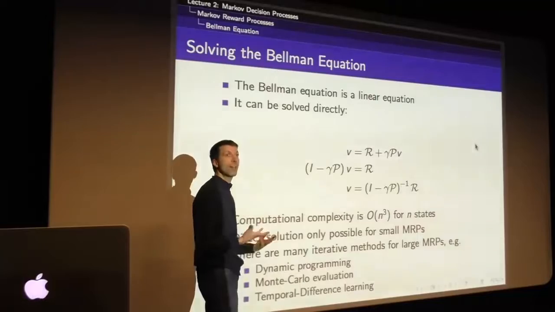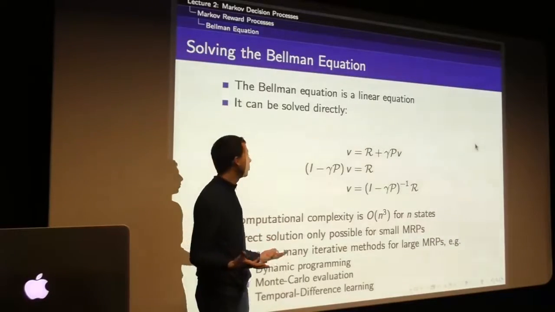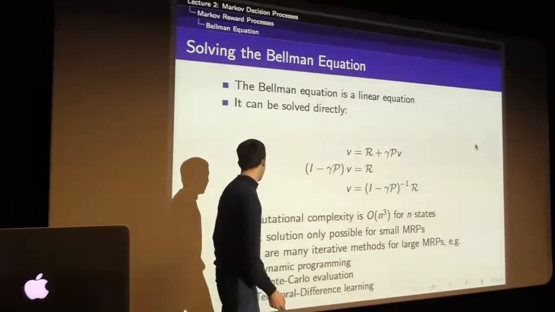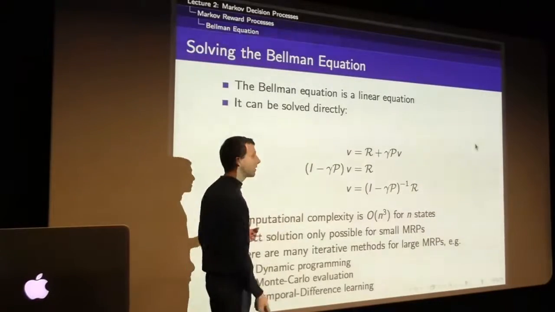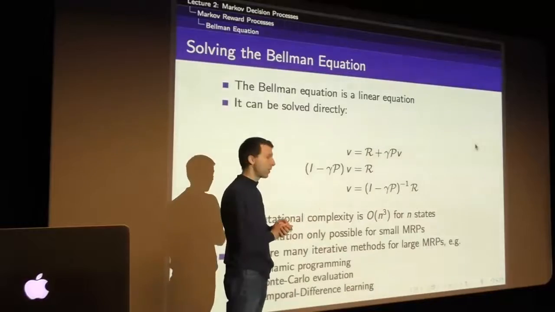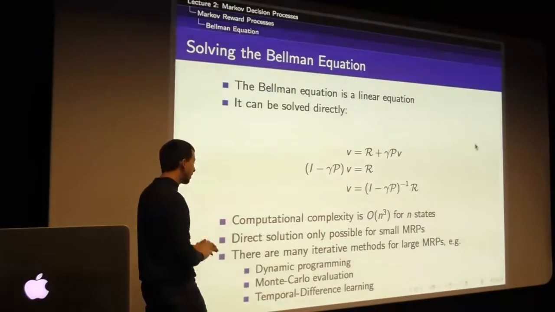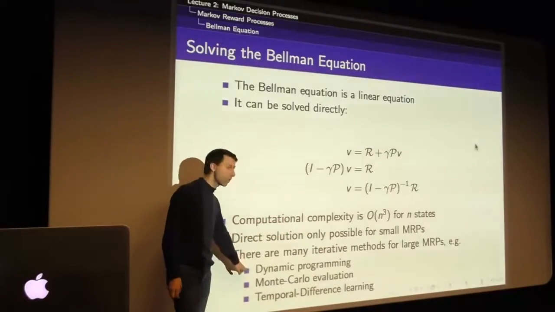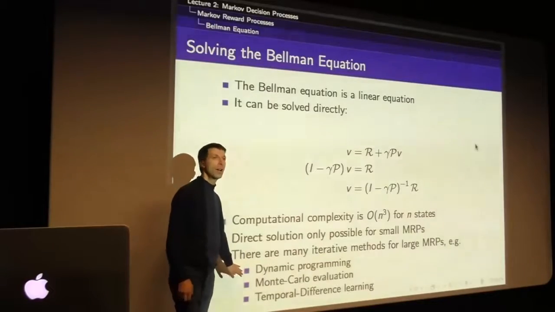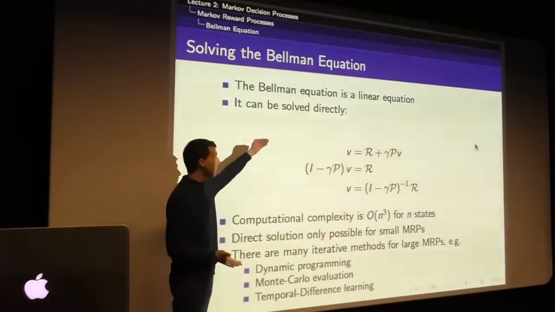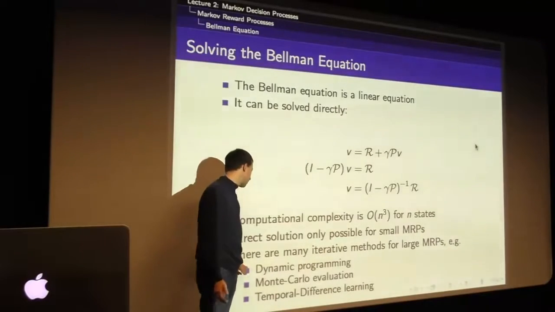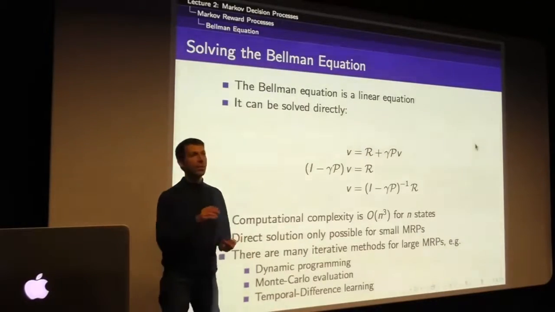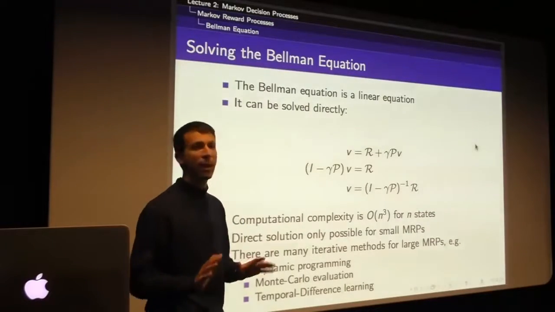We need to be able to efficiently figure out what's the value of being in this state. We can't always do this by inversion, but it is nice to know that in small Markov reward processes we can just invert this thing, and it gives us some intuition into what's going on. So later, in fact next class, we'll talk about dynamic programming. That's a very well-known class of methods for doing this more efficiently. Then we'll talk about Monte Carlo evaluation and temporal difference learning. The next couple of lectures are basically doing exactly that.